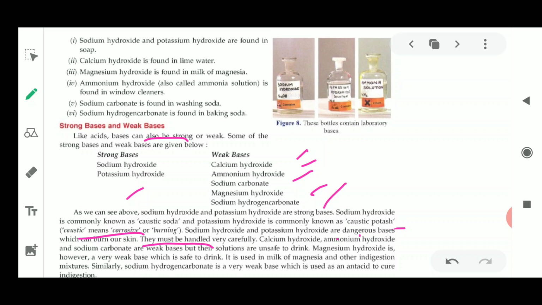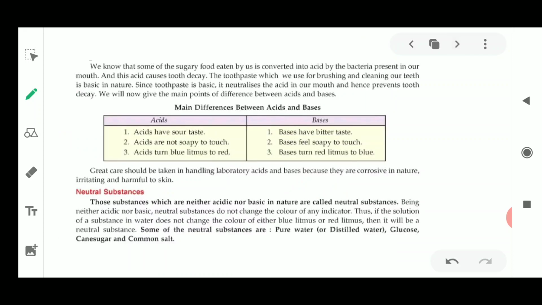Next, magnesium hydroxide is a weak base which is safe to drink, and we use it in the form of antacids to cure indigestion. There are many products available as antacids, such as Digene, which have such antacids in them. Milk of magnesia is magnesium hydroxide, a weak base which we use for drinking to cure indigestion.